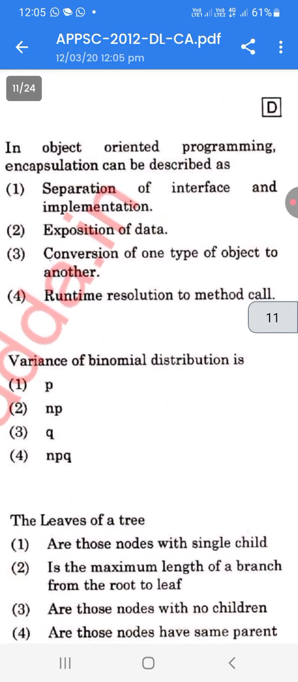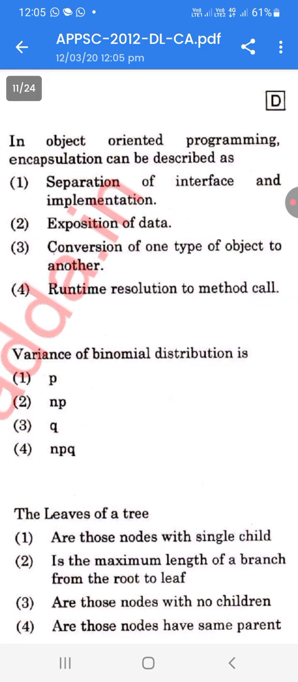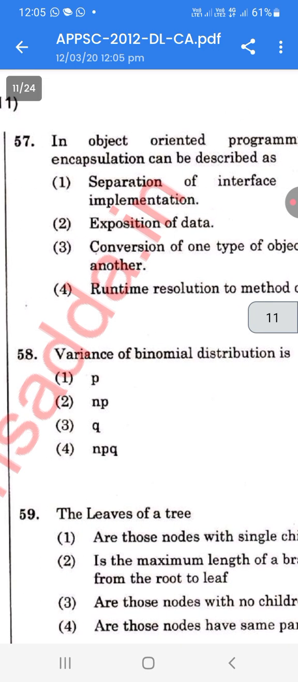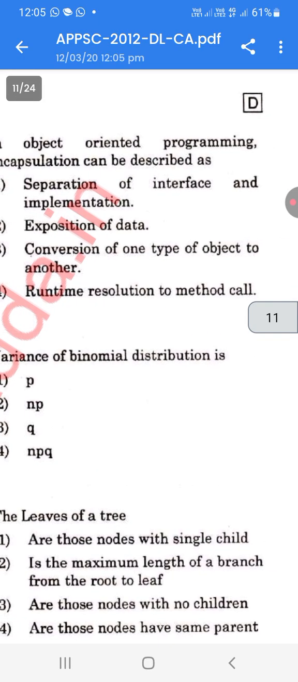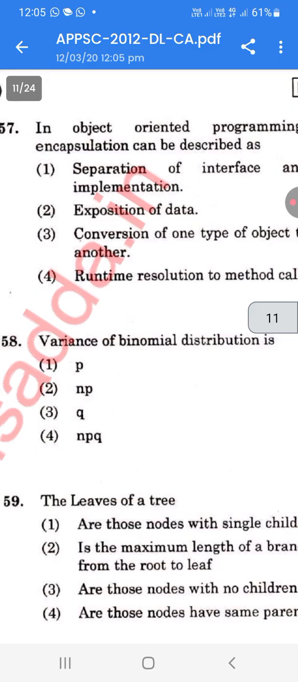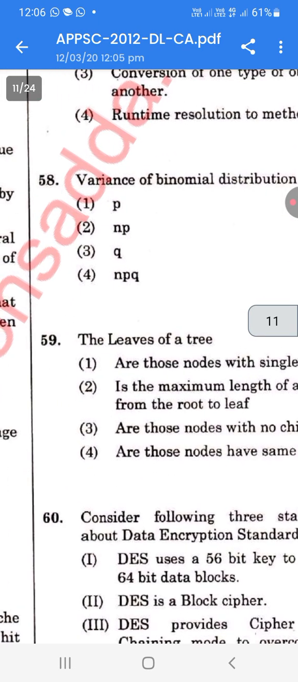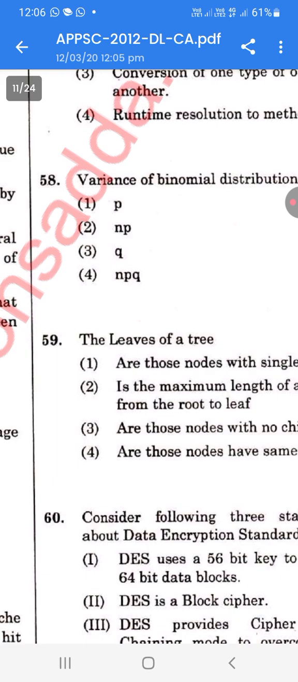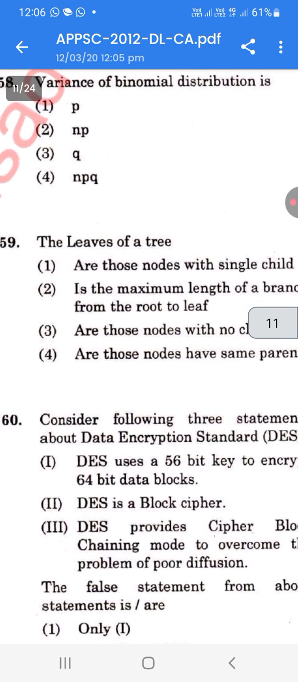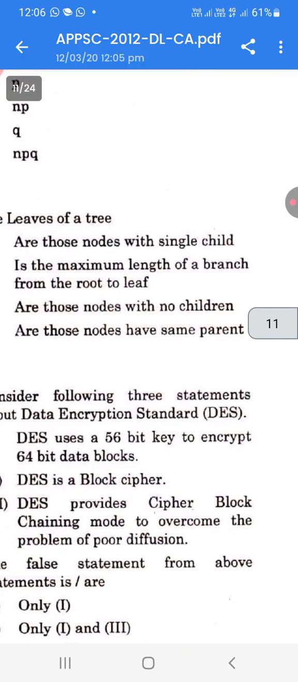In object oriented programming, encapsulation can be described as separation of interface and implementation. Variation of binomial distribution is npq. The leaves of a tree are those nodes with no children.